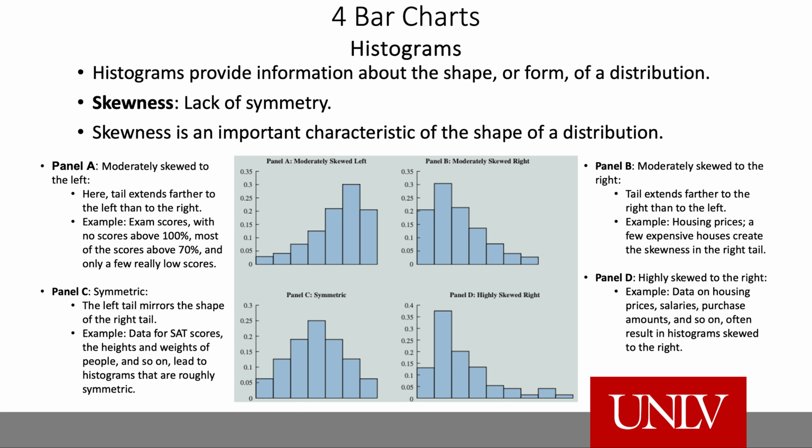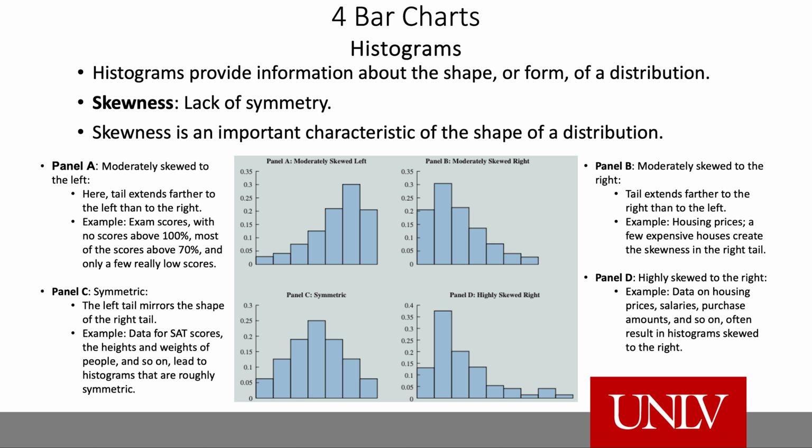Panel B shows a histogram for a set of data moderately skewed to the right. A histogram is said to be skewed to the right if its tail extends further to the right than to the left. An example of this type of histogram would be data such as housing prices. A few expensive houses create skewness in the right tail.